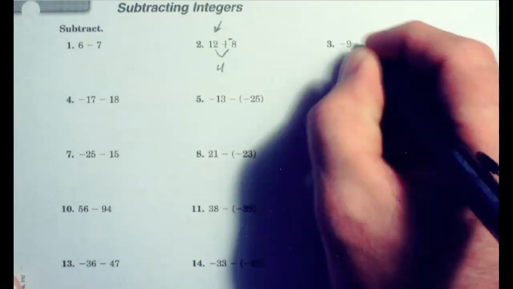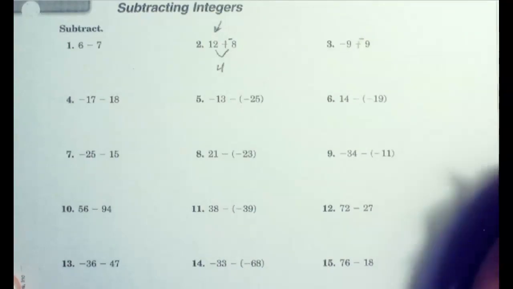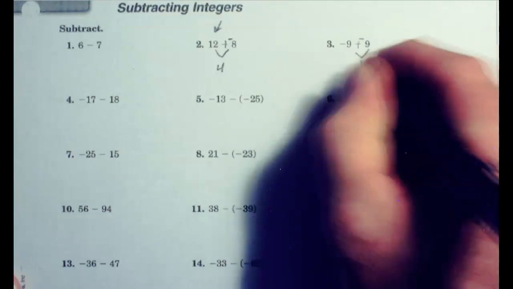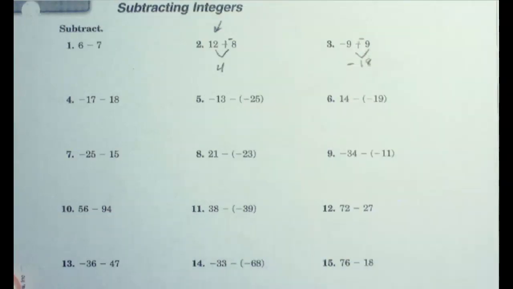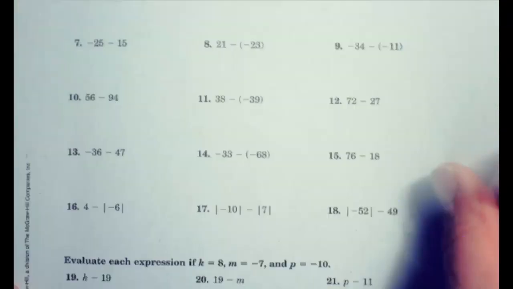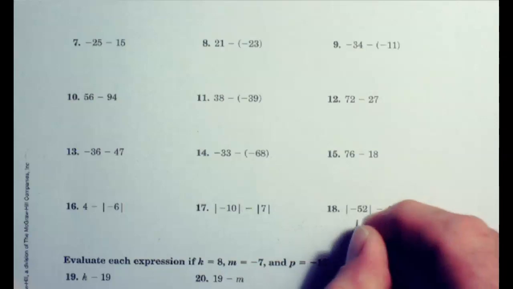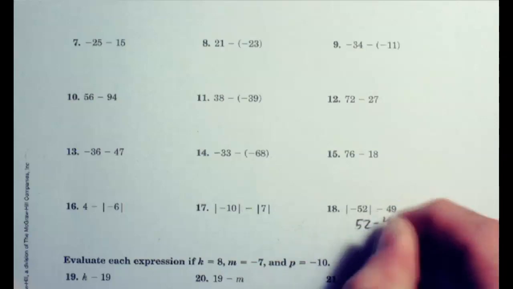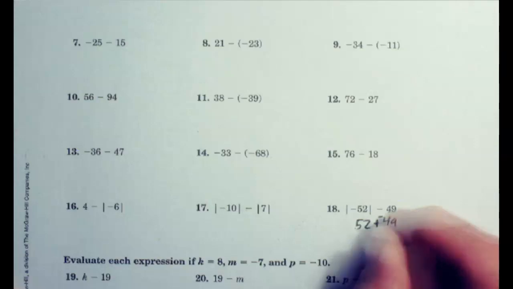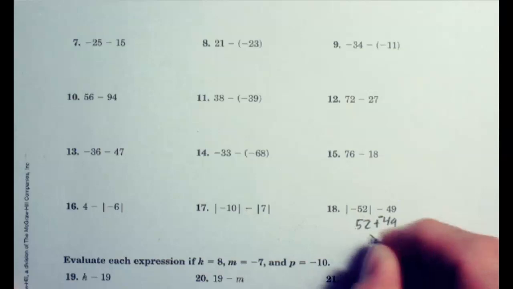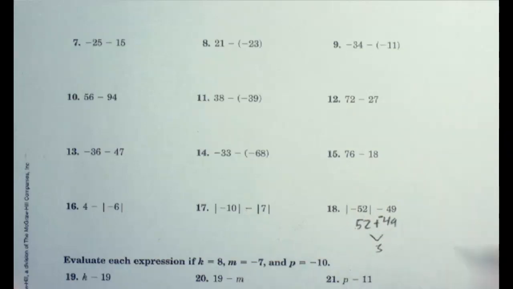Here we go. These are the same signs. You've got a negative 9 plus a negative 9, so this is going to equal 18, and it's going to be negative because they're both negative. Now we'll go down and take a look down here at number 18. This gets a little more interesting. So the absolute value of negative 52 is just 52 minus 49. These are different signs. This 52 is positive, the 49 is negative, so we are just going to find the difference here, which is 3. And it's a positive 3 because the 52 has a greater absolute value. It's more positive than the 49 is negative.